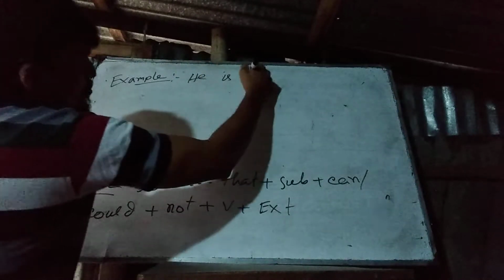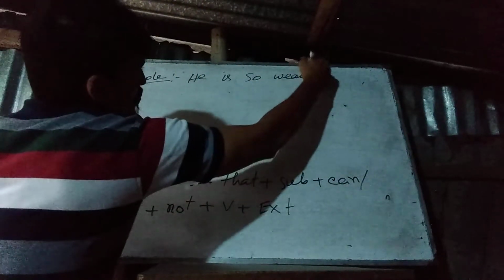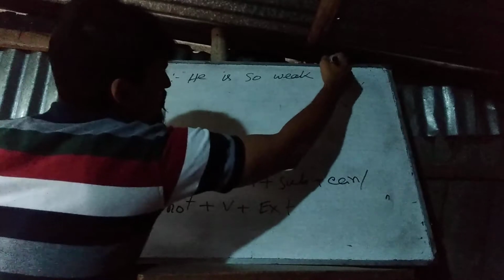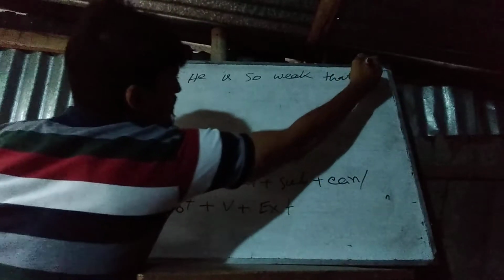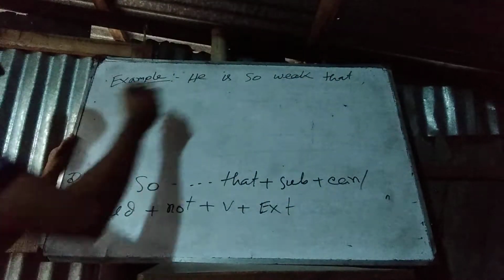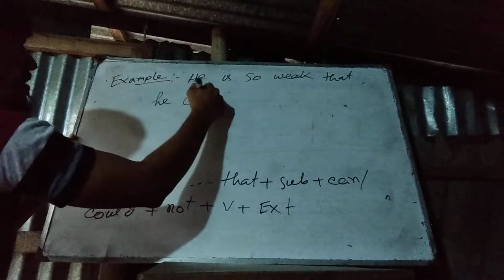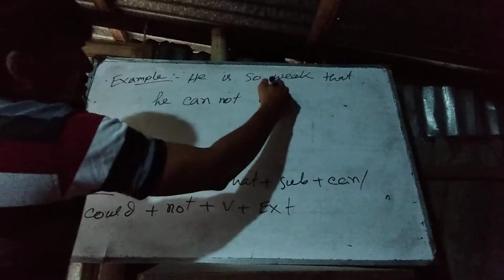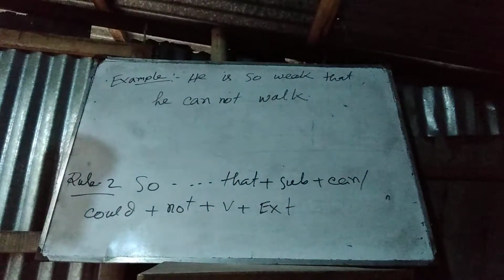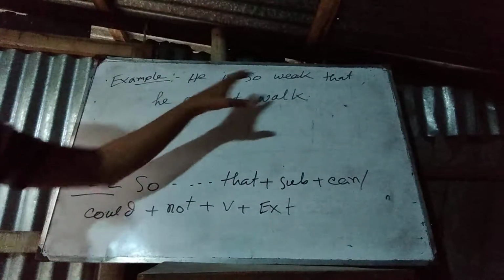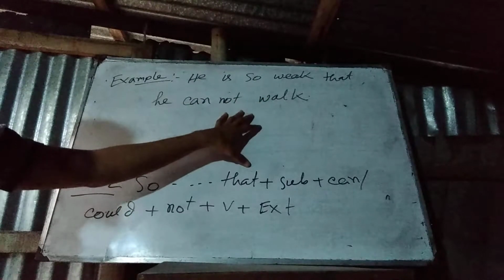He is so weak that he cannot walk. So look at the sentence, students. Here he is so weak that he cannot walk.